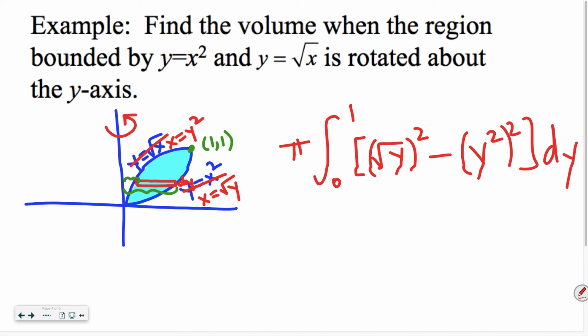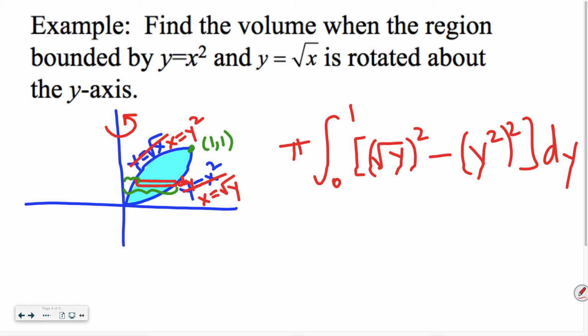I feel like this is a problem I could give you and expect you to be able to find the volume without a calculator. I don't think that these integrals would be too overwhelming for you, but today I will let you put it into Math 9.